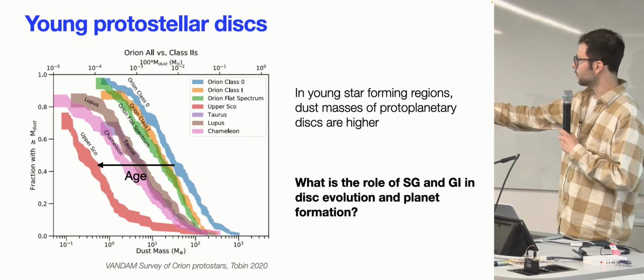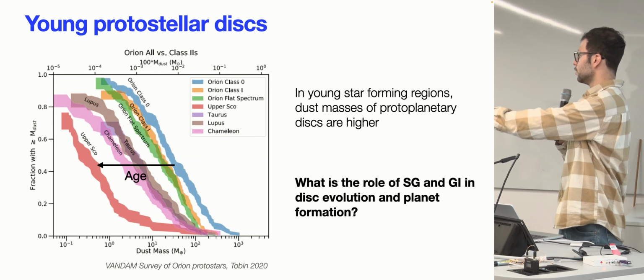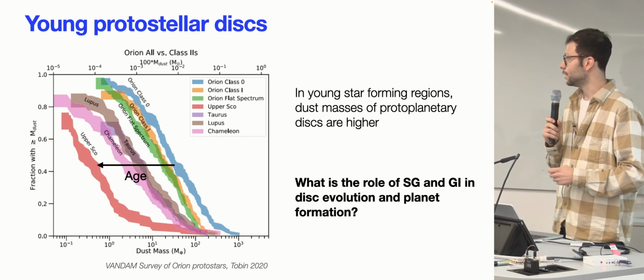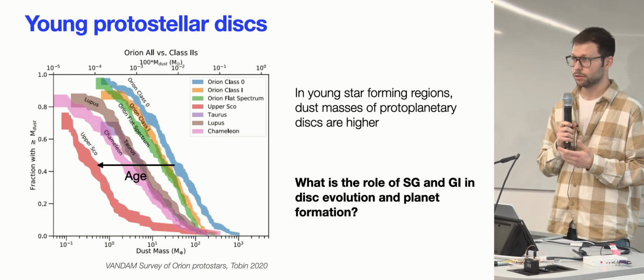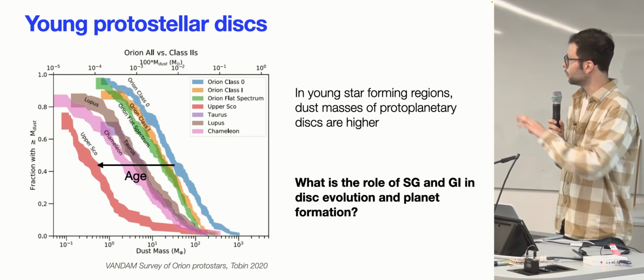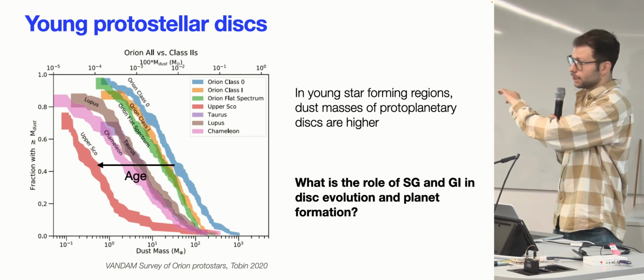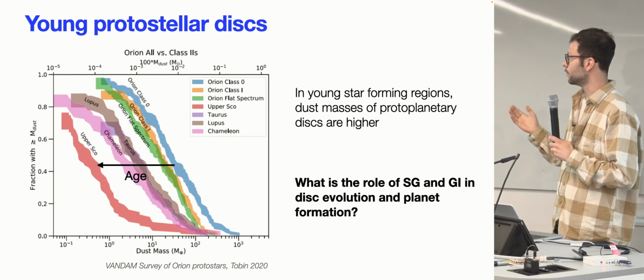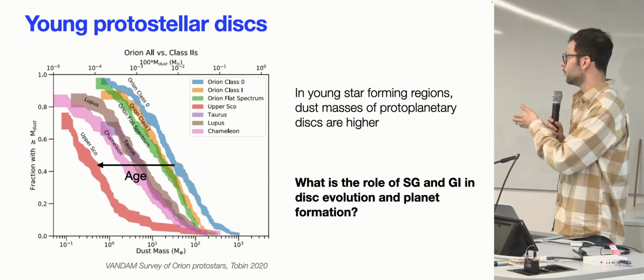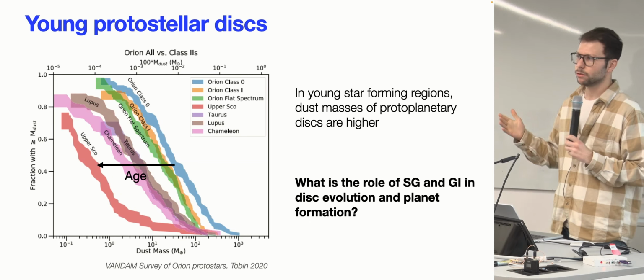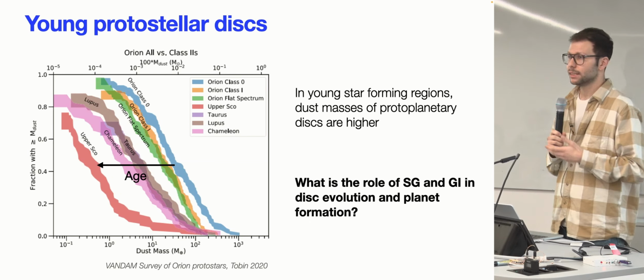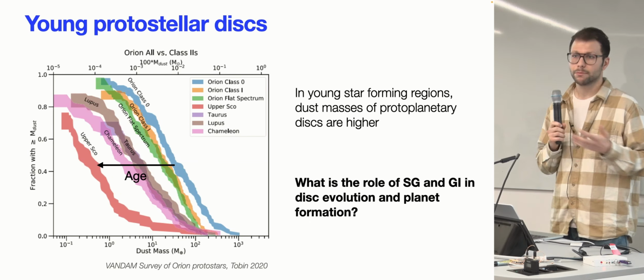For example, this is a very interesting plot. It is showing the cumulative mass distribution of protoplanetary disks in different star-forming regions according to their age. And what we can see is that there is a trend with the star-forming region age, meaning that the younger star-forming regions, such as Orion, show a cumulative mass function that is shifted towards higher values of disk mass. And this basically means that younger disks are, in general, more massive.